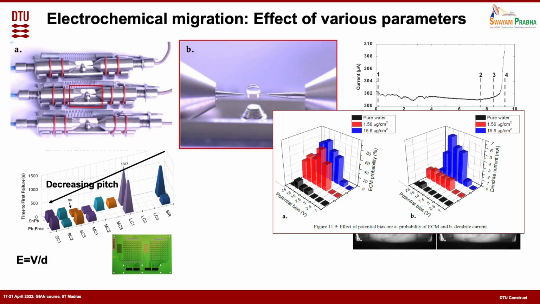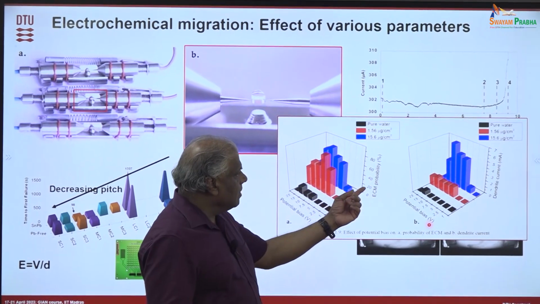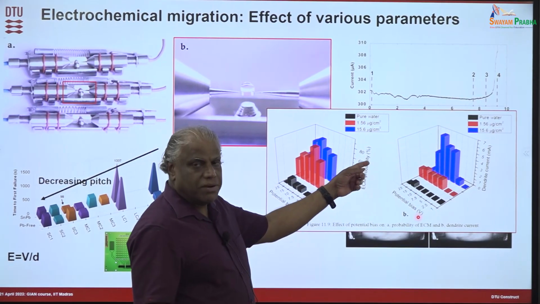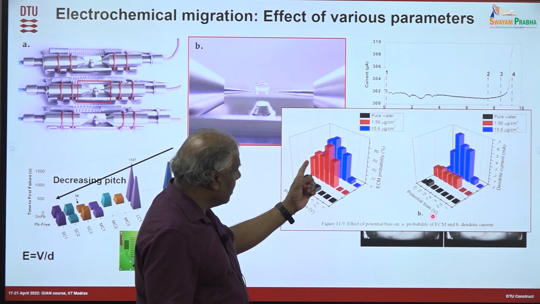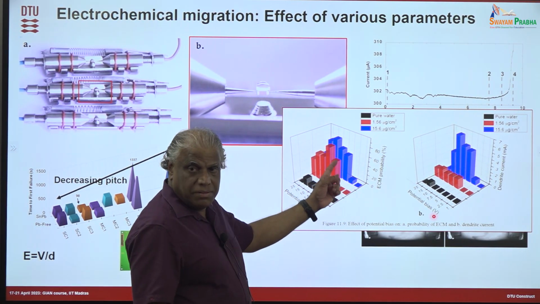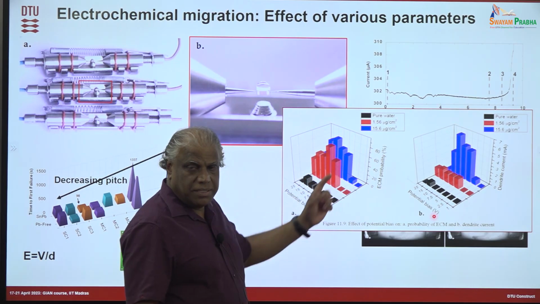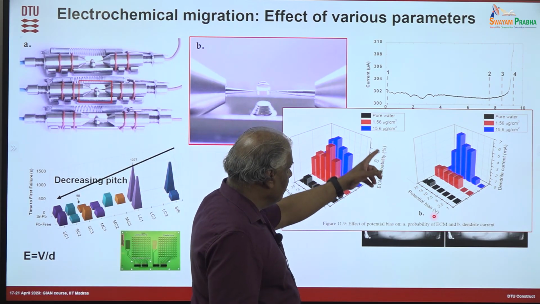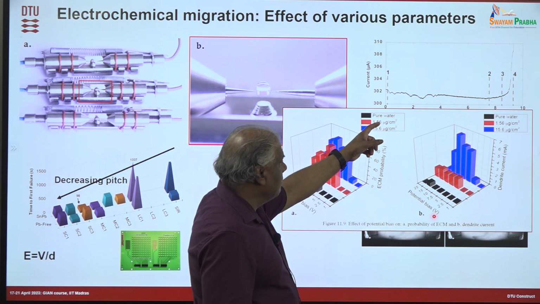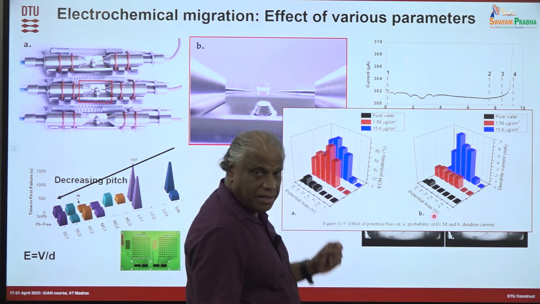One interesting thing is that if you keep increasing the bias, so you think that you are taking one particular pitch distance, one particular component, and you are increasing the bias, doing many experiments and calculating the probability for electrochemical migration, that dendrite formation. What you see is a curve that is going up and then decreasing. Like this, you can see a bell curve more or less, without any contamination.